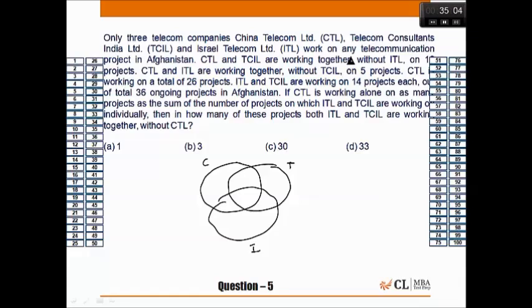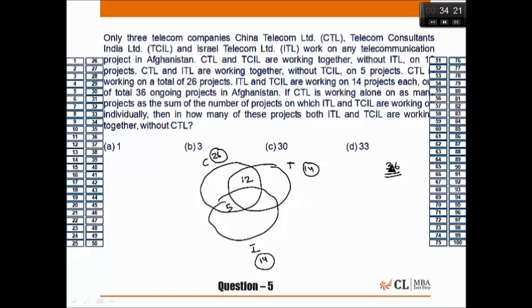Okay, then it says CTL and TCL are working together without ITL on 12 projects, so that makes it 12. CTL and ITL work on 5 projects together without TCL, so C and I working without T is 5. Okay. CTL is working on a total of 26 projects, so the total is 26. ITL and TCL are working on 14 projects each. Out of the total 36 ongoing projects in Afghanistan, so the total is 36.